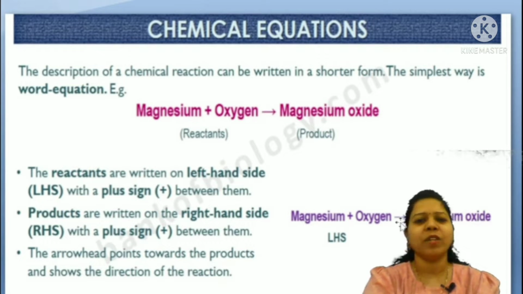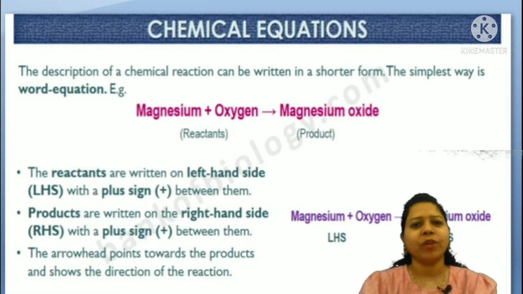Now this arrow which we are drawing between the reactants and product indicates the direction of the chemical reaction. In this way, by using these rules, reactants on the left hand side, products on the right hand side, and an arrow in between, and when we write this in words, we say this whole form is a word equation. The expression of a chemical reaction is known as what? Chemical equation.